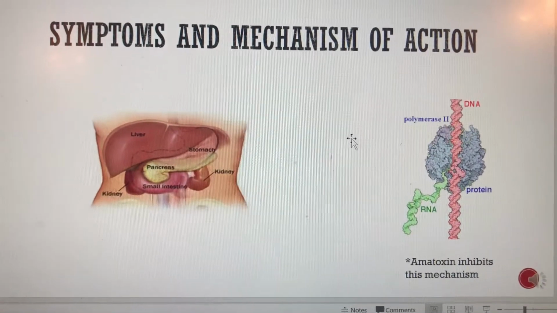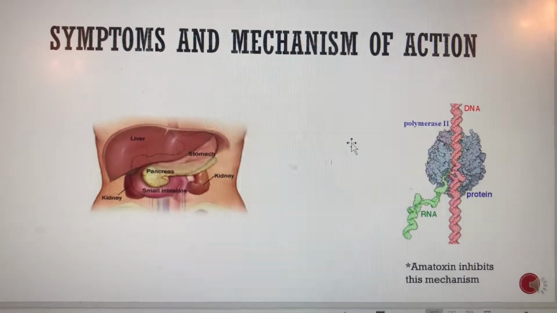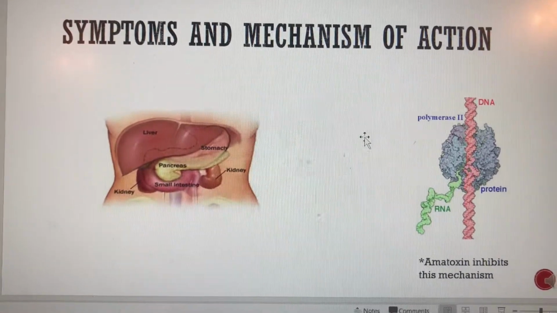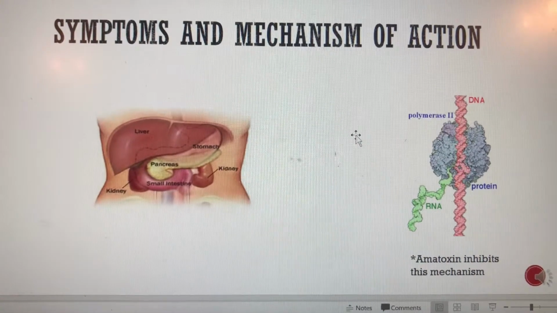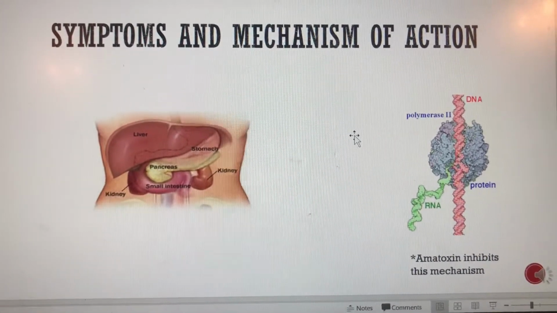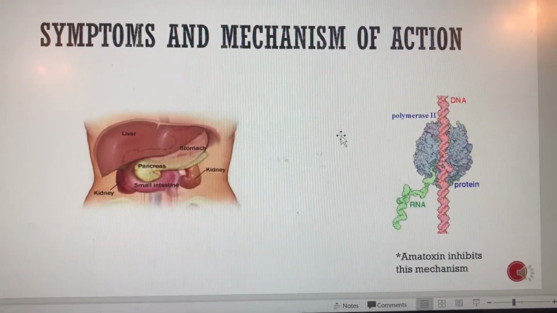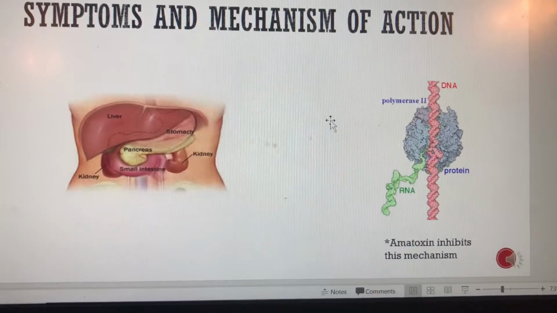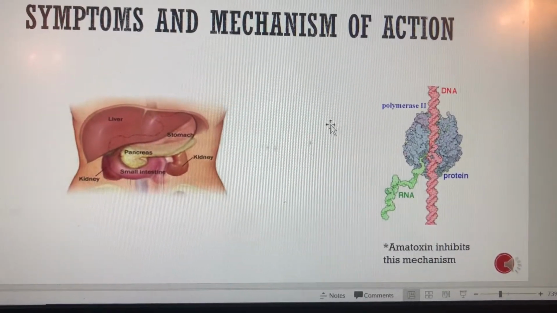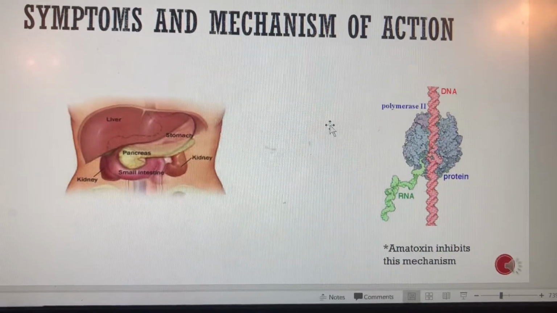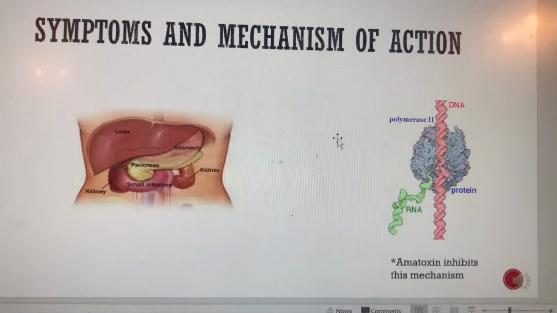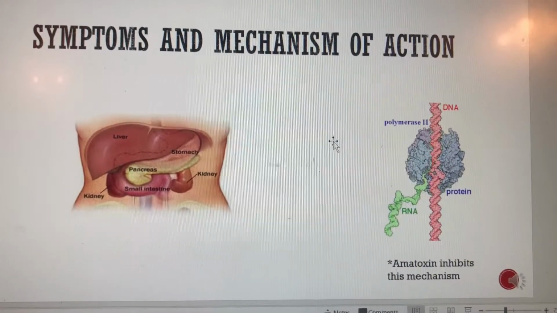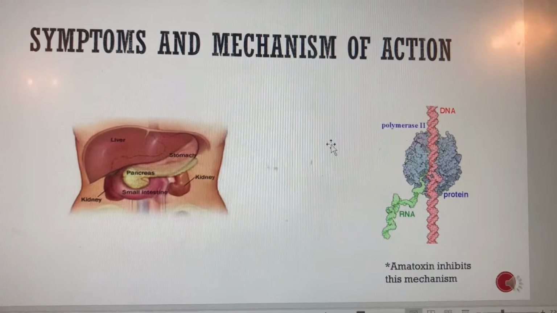Now, as most of you guys know, the liver's job is to filter the blood coming from the digestive tract, and the kidneys are also waste-removing organs that filter blood. So when amatoxin, the main toxin in death cap mushrooms, is metabolized, it is metabolized by the liver and the kidneys. Amatoxin inhibits the enzyme RNA polymerase II, which will stop the cell from synthesizing new proteins, eventually causing the cells to spontaneously die, known as apoptosis or necrosis.